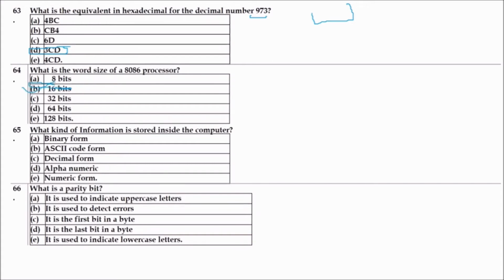This is the answer. What kind of information is stored inside the computer? The answer is A, binary form. A computer stores information in binary form. That is, the data inside a computer is represented in binary form, that is zeros and ones. Next question is, what is a parity bit? A parity bit is used to detect errors. So we'll go with this B. It is used to detect errors.